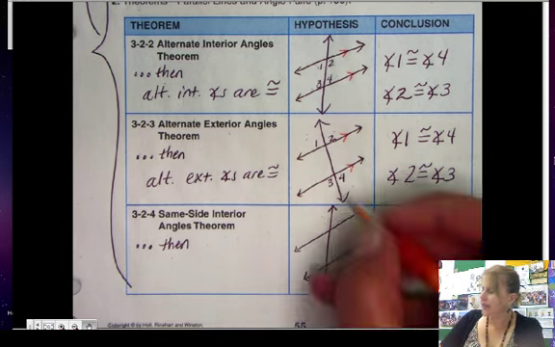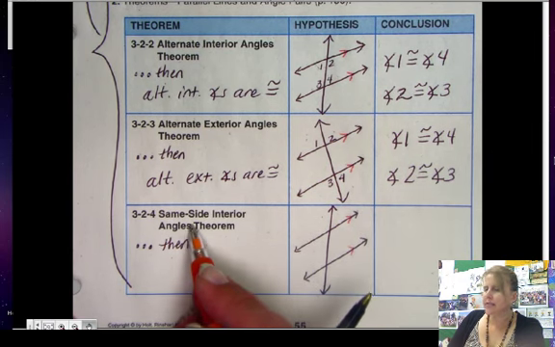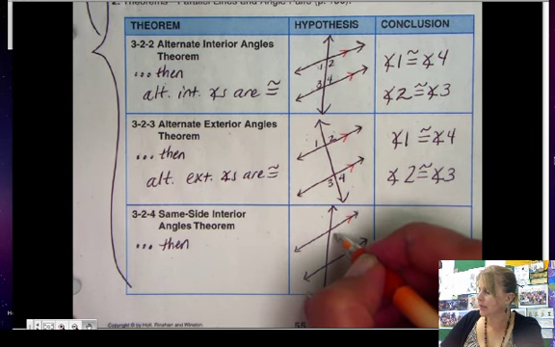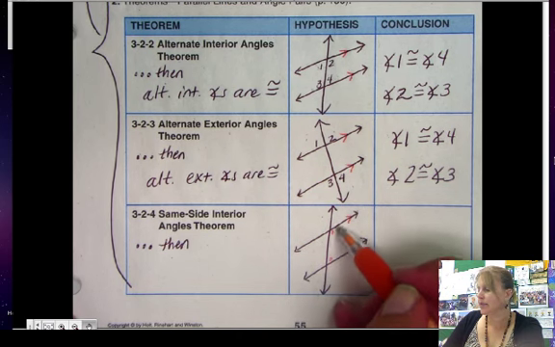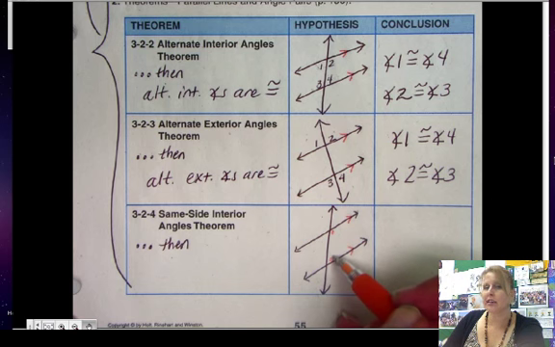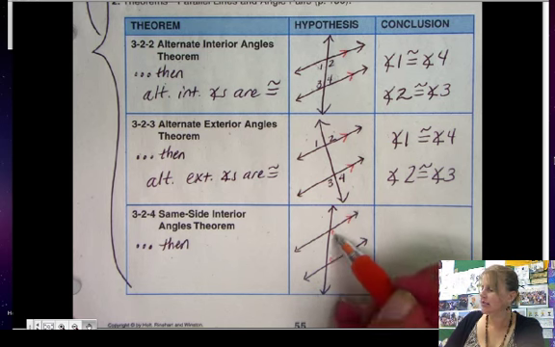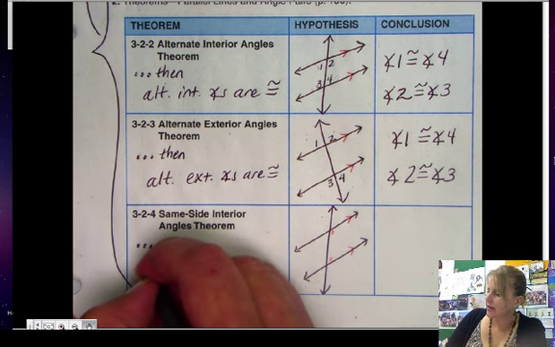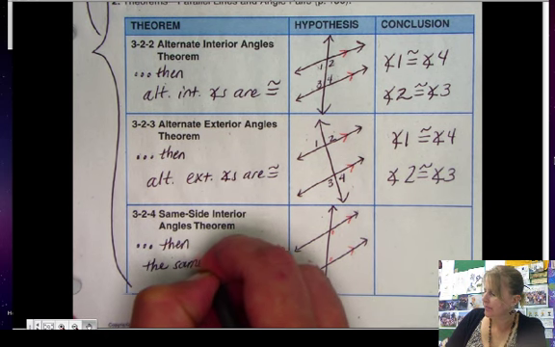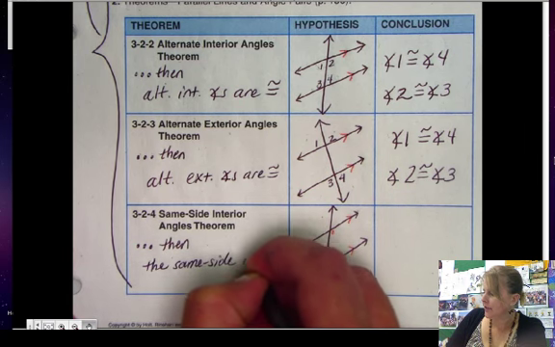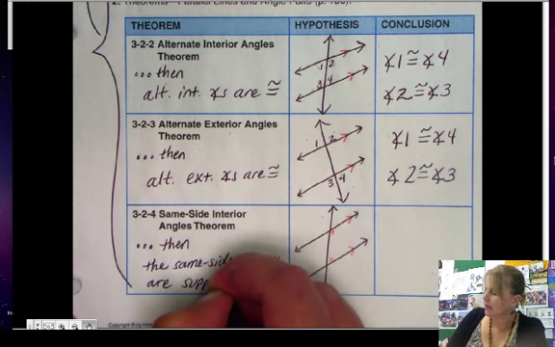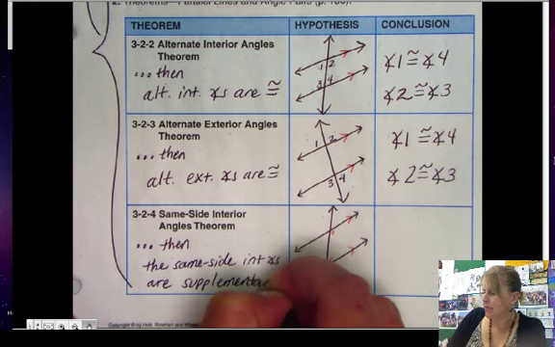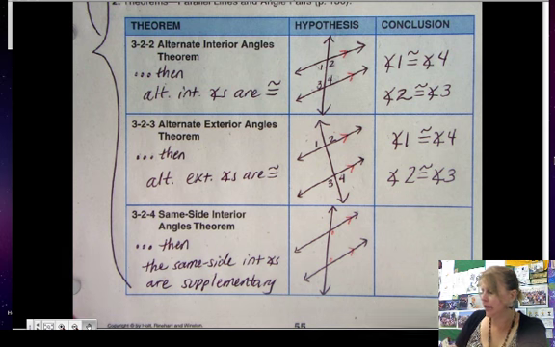If I have two lines that are parallel, and I want same side interior, so that means I want this angle here and this angle here. Well, you'll notice that I have one that is obtuse, and this one is acute. So they can't be congruent. But instead, the same side interior angles are supplementary.